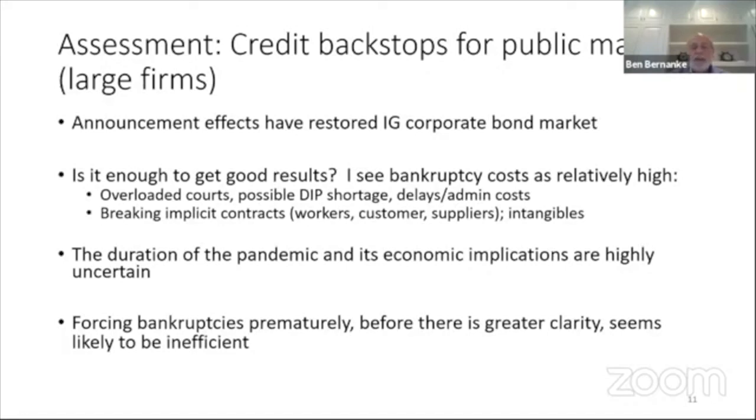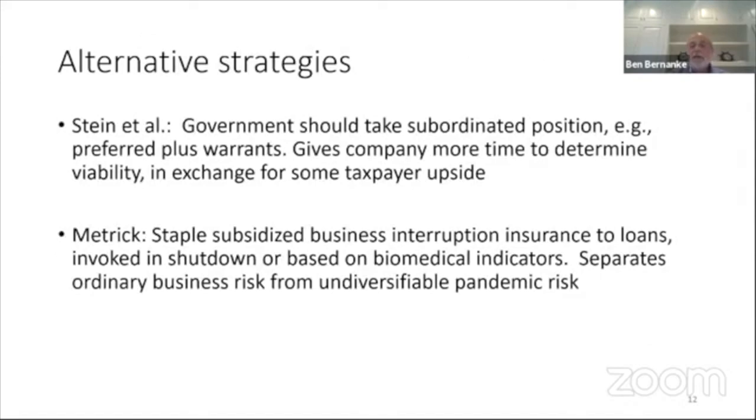So given that there's a lot of option value, and given that bankruptcies I think are expensive, I guess I'm less comfortable than the authors are with forcing early bankruptcies among large firms. I think that it would incur costs before there's the clarity we need to know whether or not firms can stay in the current configuration. Next slide. So are there alternative strategies to deal with large firms?